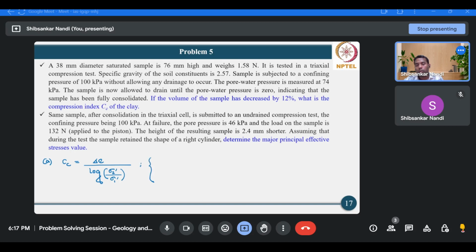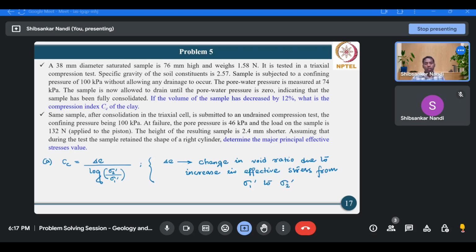Now, what are this sigma 1 prime, sigma 2 prime and delta E? So delta E is the change in void ratio due to increase in effective stress from sigma 1 prime to sigma 2 prime.